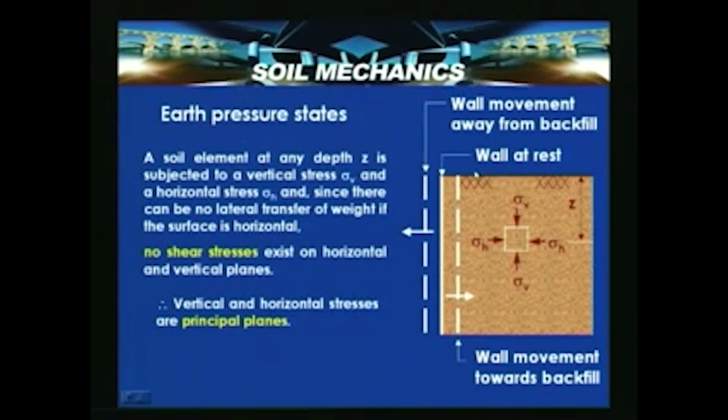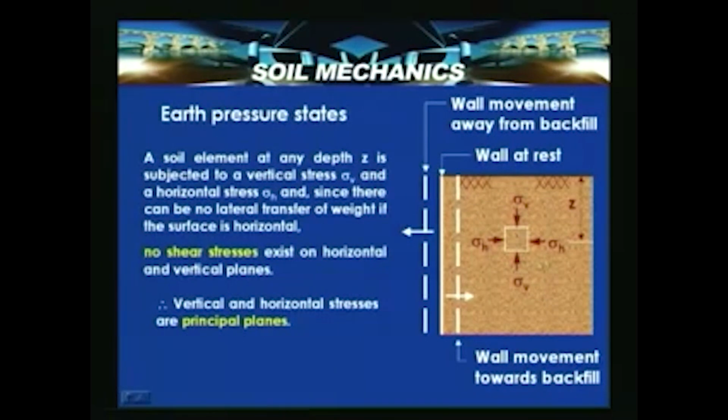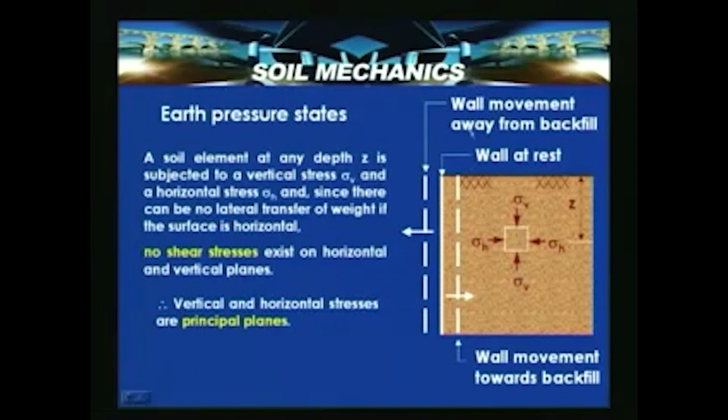So, a soil element at any depth z is subjected to a vertical stress sigma v and a horizontal stress sigma h, and since there can be no lateral transfer of weight if the surface is horizontal, we can say that shear stresses are absent here. So, no shear stress exists on the horizontal and vertical planes. So, the planes on which these vertical and horizontal stresses sigma v and sigma h are acting can be called principal planes. What will happen to sigma h and sigma v when the wall moves away from the backfill, we will see and discuss in the next slide.